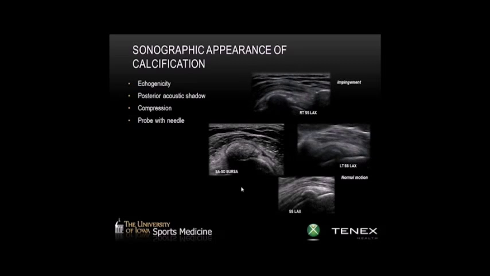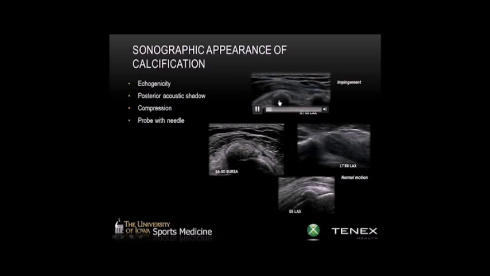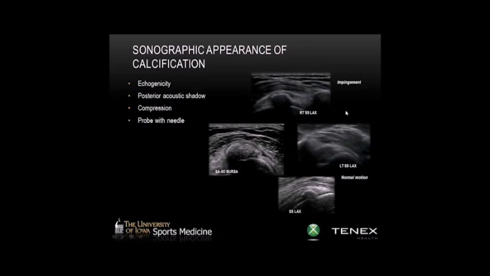So other things you can do are push on these. If you push down with compression of the probe on this, you're really not going to have much deformation, whereas on this you actually will have some deformation of the deposit, so that can be helpful. The other thing that can be helpful is just probing this with a needle, and that's actually probably the best way to do it if you're otherwise going to have a needle in the patient or do a procedure.